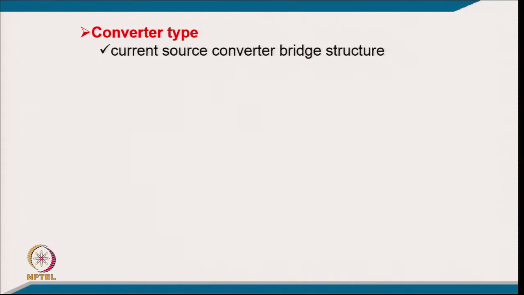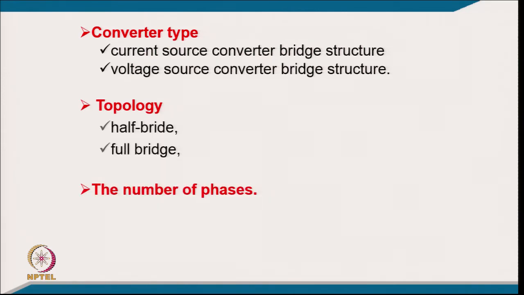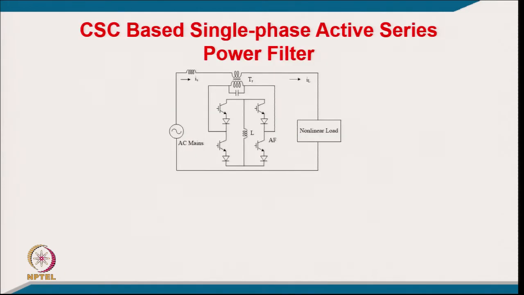The first classification is on converter type, whether we use a current source converter bridge structure or a voltage source bridge structure; topology-wise, whether we use a half bridge or full bridge; or based on the number of phases, like 2-wire single phase, 3-wire 3-phase system or 4-wire 3-phase system. And of course, coming to the first type of converter classification.